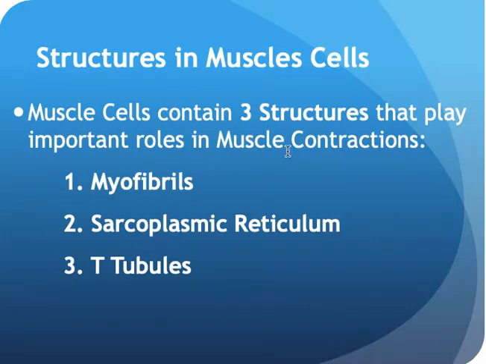Okay, so now we get to structures in muscle cells. Muscle cells are going to contain three structures. They're going to play important roles in muscle contraction. Again, we want to know just the basic function of all these things. So I'm going to have myofibrils, a sarcoplasmic reticulum, and these T-tubules. And then we're going to break down what each one of these is made of.